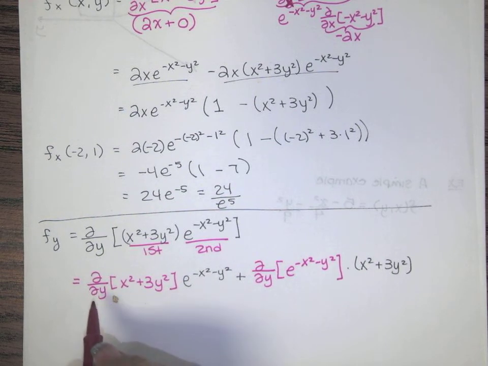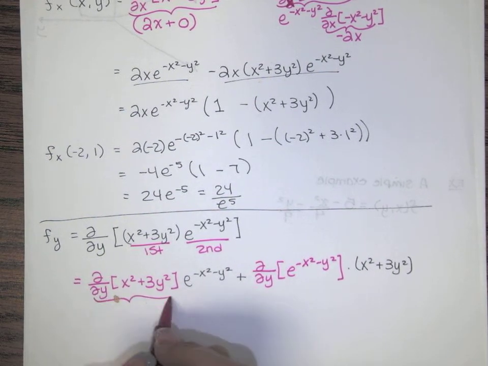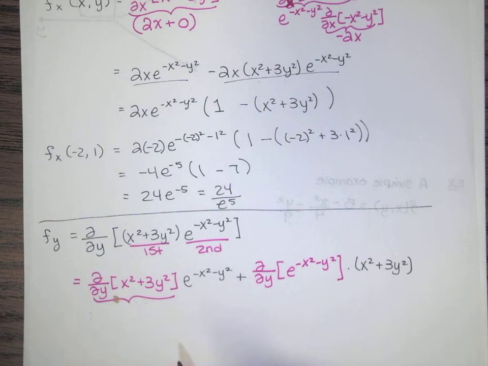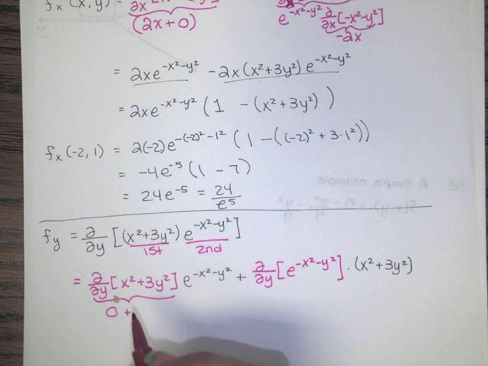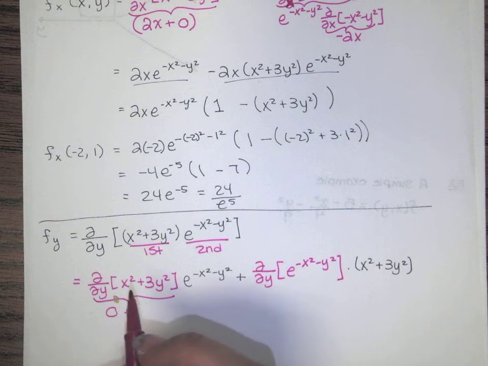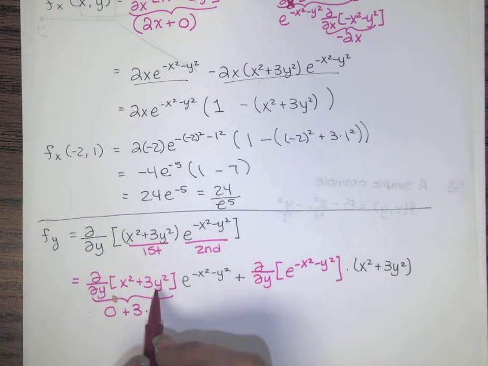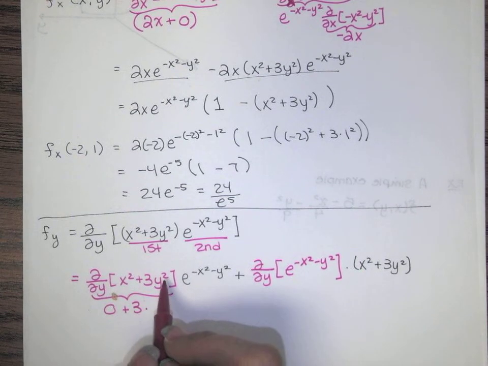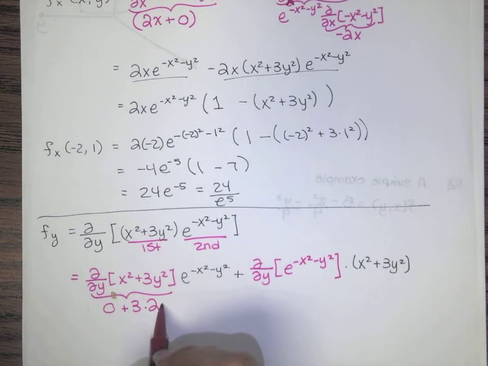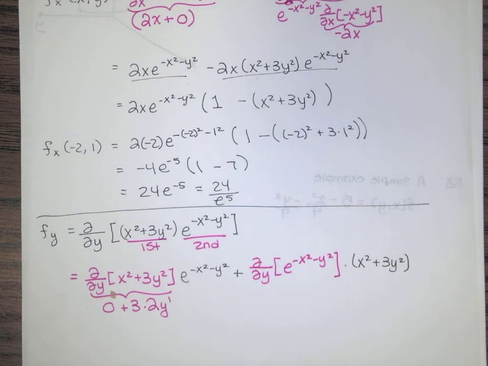Okay, so with respect to y, the derivative of x squared, if x is a constant, is just a constant with respect to y. Derivative of a constant is 0. Derivative of 3y squared with respect to y is 3 times the derivative of y squared. So I bring my power down, I multiply by y to the 1 less power. So that ends up being a 6y.